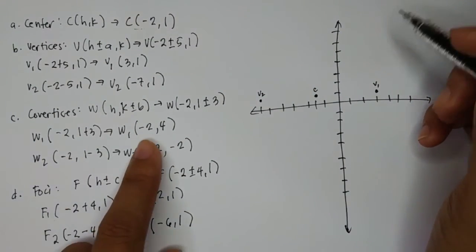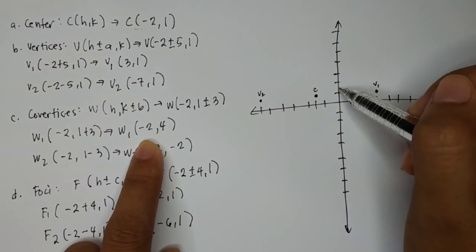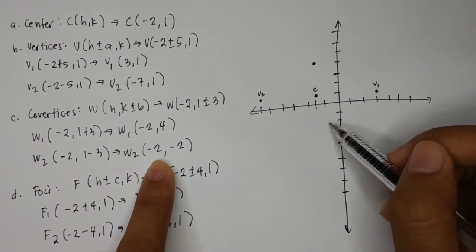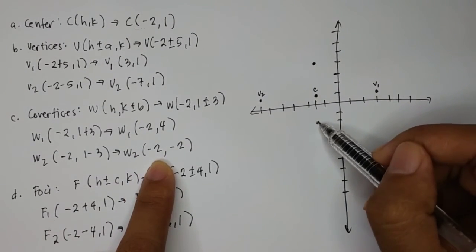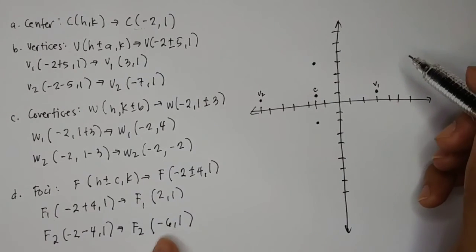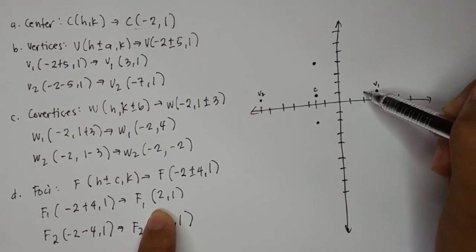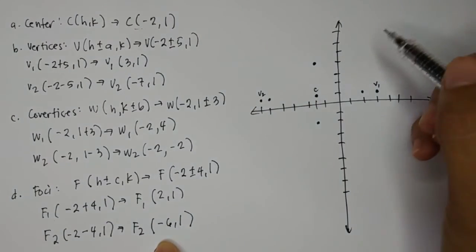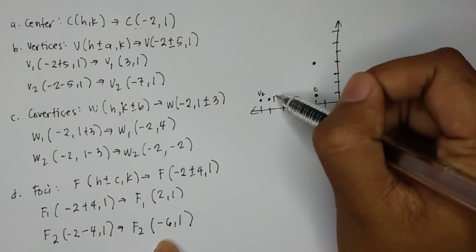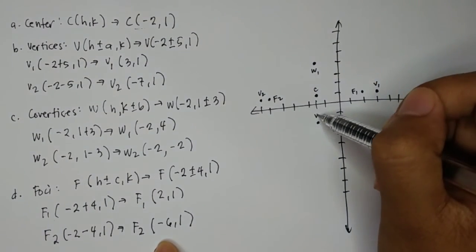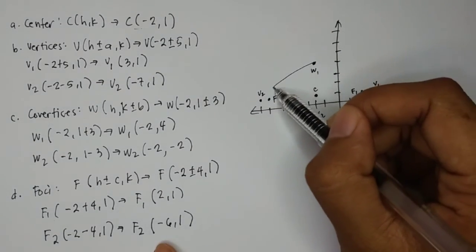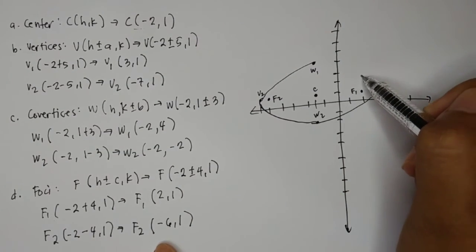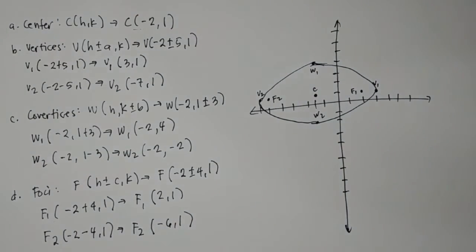Okay, then we have our co-vertices that is negative 2, 4, 1, 2, 3, 4. So, dito sa taas. Then, sa baba naman, negative 2, 2. So, we have here negative 2 and 2. Okay, then we have 2, 1. Dito siya. Then, we have negative 6, 1. So, this is our F1. This is our F2. We have W1, we have our W2. So, if we're going to graph this one, parang ganito yung graph niya. Okay, so parang ganyan yung graph niya.